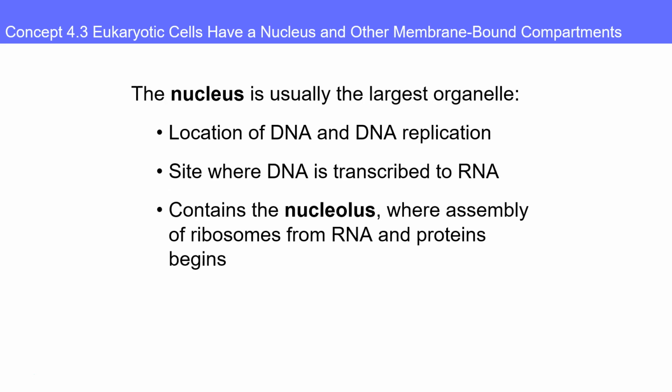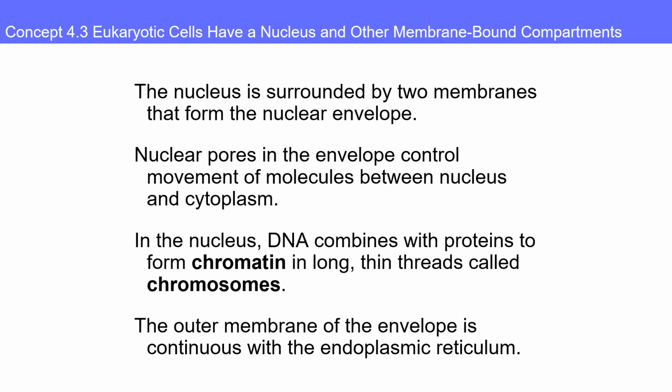Now, we're looking at the eukaryotic category, so we're going to start in the center of the cell. The nucleus is typically the largest organelle. It's the location of DNA and DNA synthesis. It's also where DNA is transcribed to RNA, using what's called transcription. It also contains a smaller structure known as the nucleolus, which is the main site of ribosomal RNA and ribosome synthesis.